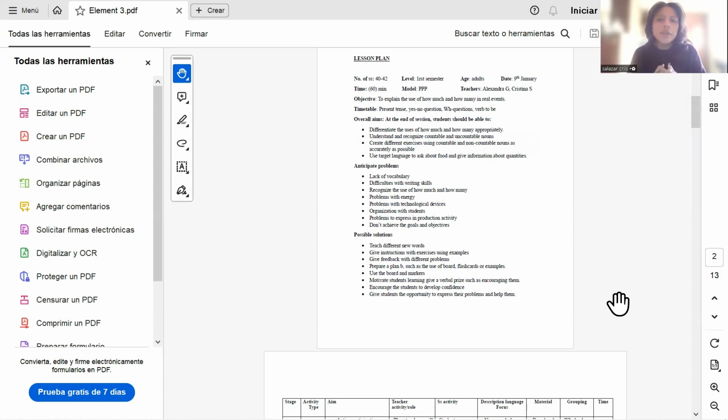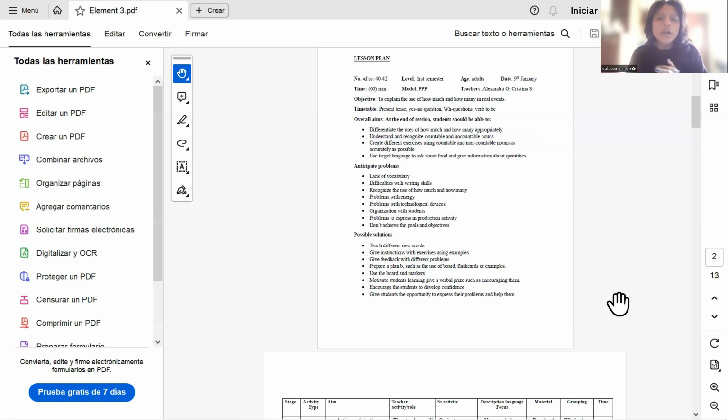Problems with energy, because we have those problems around Ecuador. Problems with technological devices, such as problems with our computer or TV or projector. Organization with the students. Problems expressing themselves in the production activity that we will see, and not achieving the goals and objectives. For all of those problems, we have possible solutions.